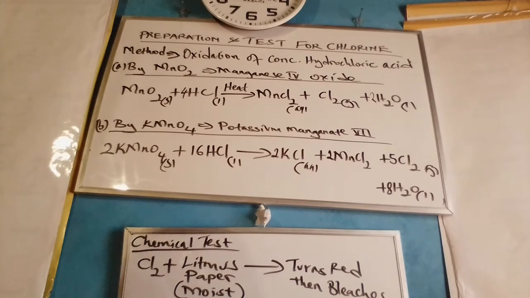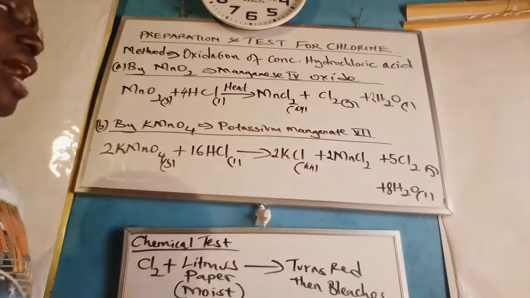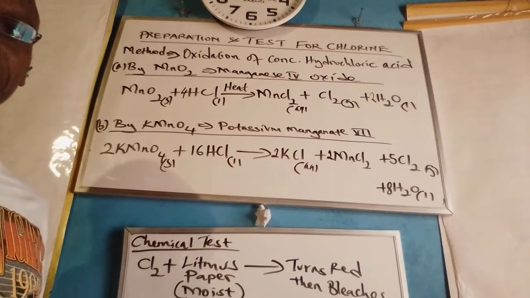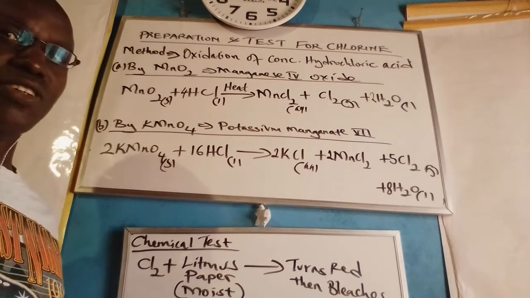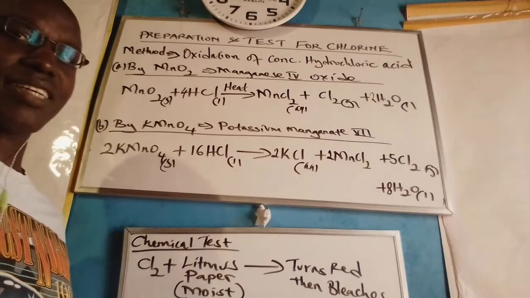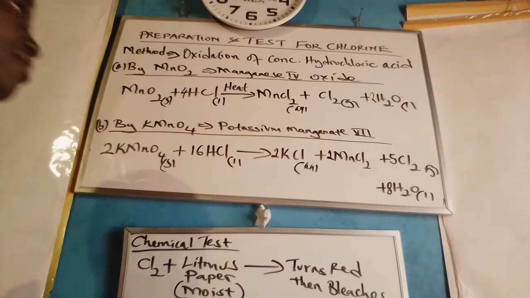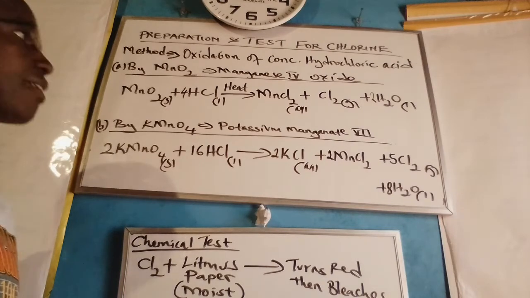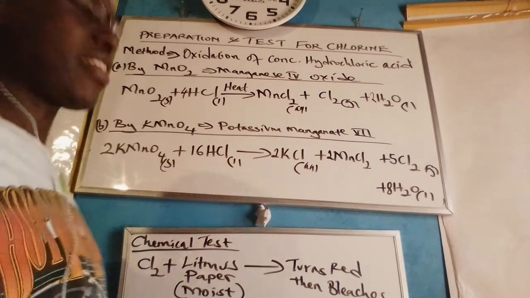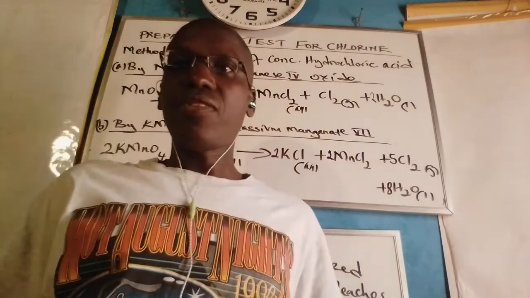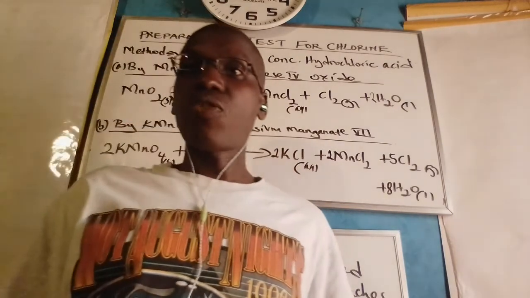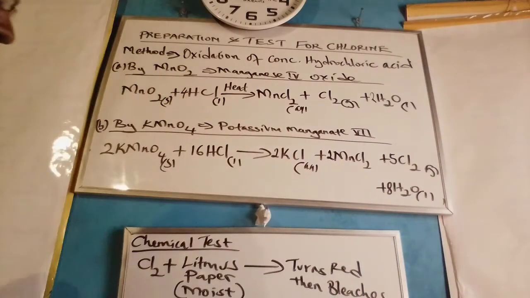In that process, chlorine is produced alongside manganese chloride and water. The water serves the purpose of absorbing the excess unreacted HCl gas, since the hydrochloric acid is normally volatile. Now, this gas is collected by the method of downward delivery of gas simply because it is denser than air. And then we proceed to test to confirm it by using litmus paper.